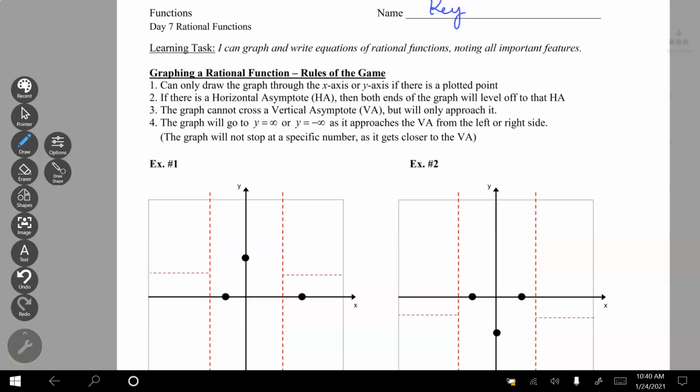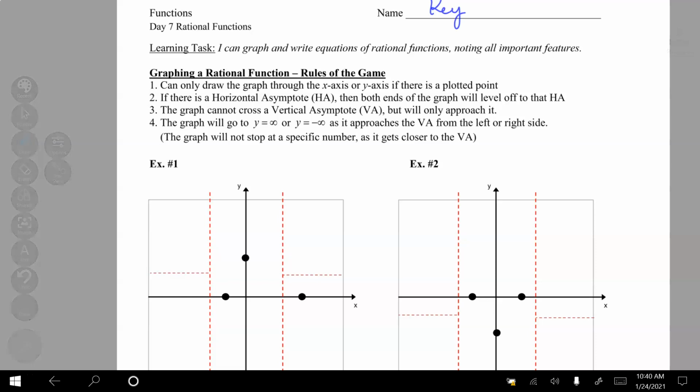Welcome to day 7, rational functions. We're going to graph and write equations of rational functions, noting all important features. So before we even get into what rational functions are, let's talk about just graphing in general. We're going to draw these graphs of rational functions because this is what they're going to look like.